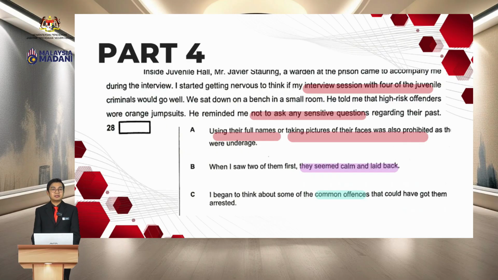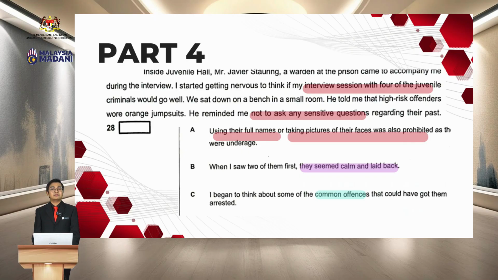So, in this paragraph, it talks about an interview session with 4 juveniles, and the sentence before the blanks reminds us not to ask any sensitive questions. So it talks about the interview session. That's why, if we see A, using their full names or taking pictures of their faces was also prohibited as they were underage, it might be the answer for question 28 because it's related to the activity that can be done during an interview, taking pictures and asking their full name.